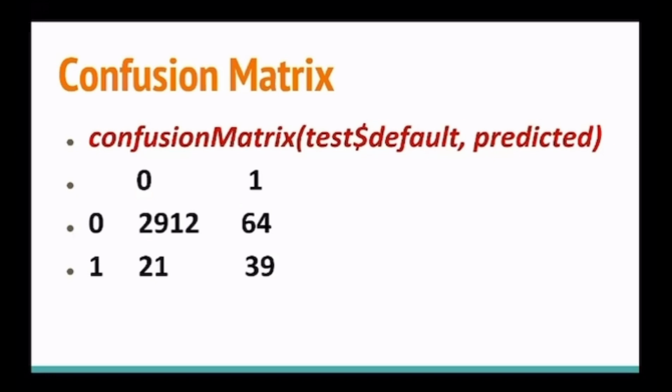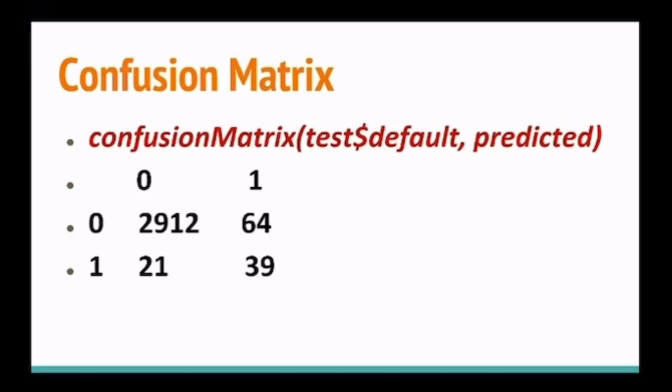What is the meaning of 2,912? The 2,912, they did not default, and our model said they did not. That's a correct decision, right? Okay. Now, 39 defaulted, and our model said yes. What about 64 and 21? The 64 and 21 are what I call misclassification. That is the error by the model. Does that make sense?